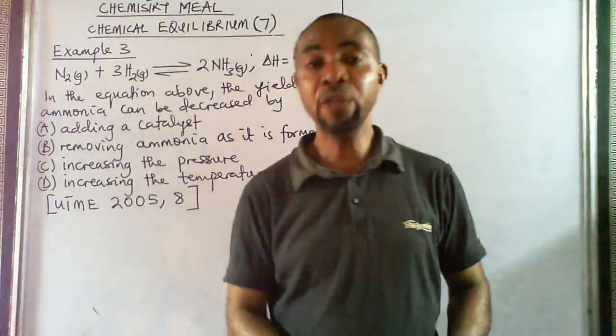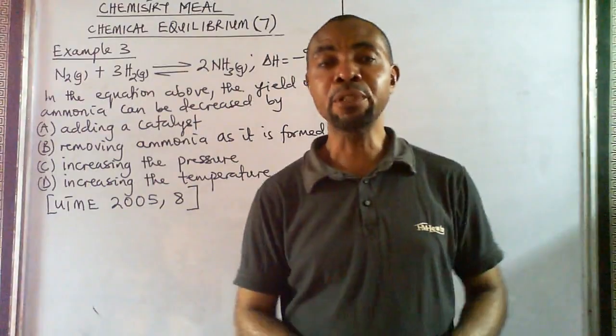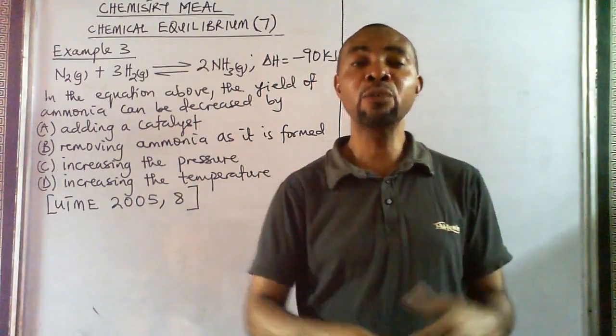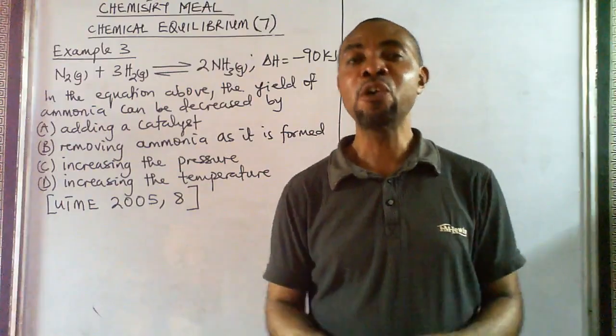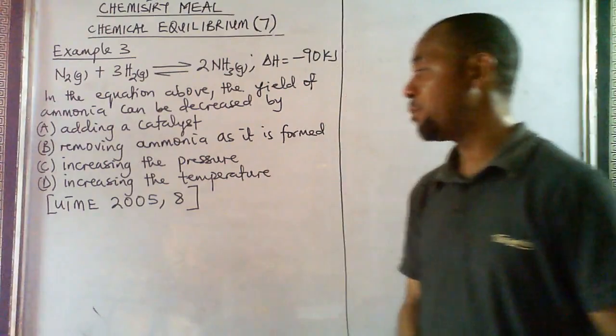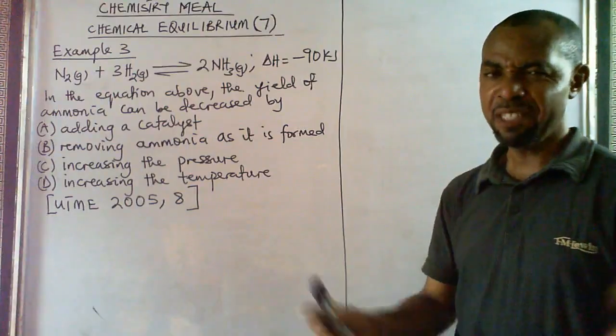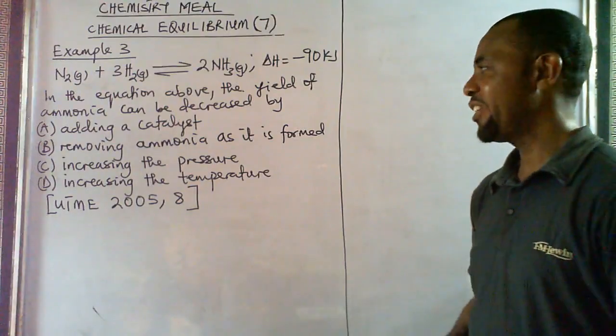Well, we have a question on chemical equilibrium. Example 3. Remember, we started with part 1 and we are now on part 7. So let's look at this JAMB question, this UTME question together on chemical equilibrium. Let's enjoy it together, right?